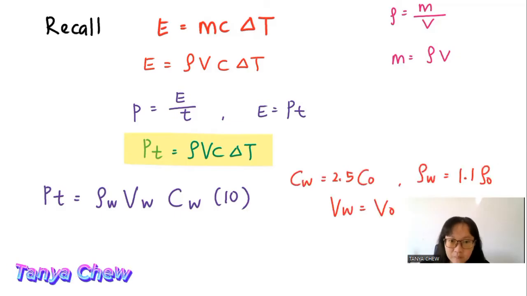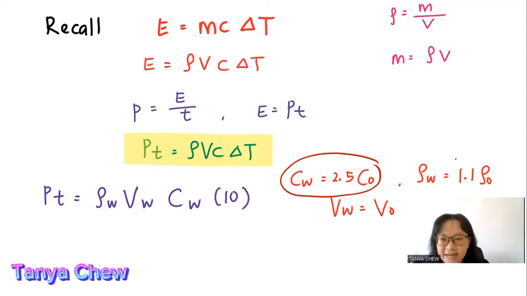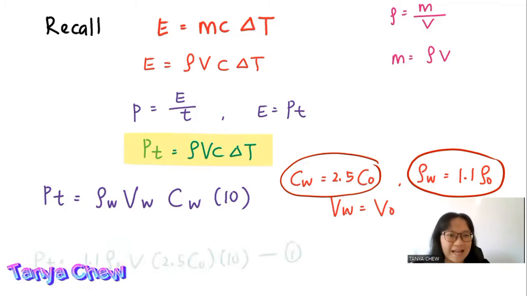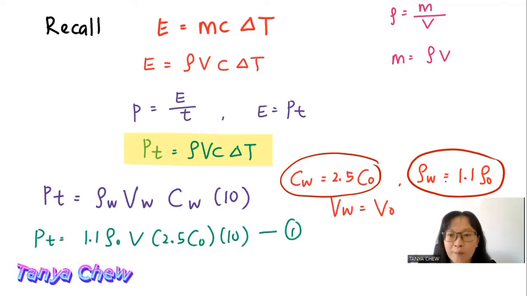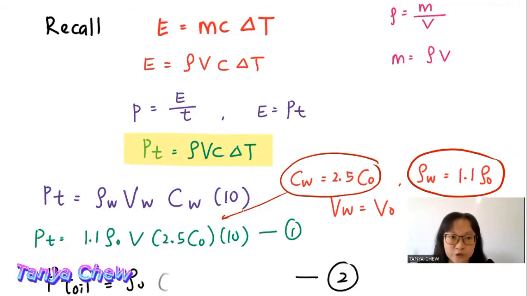So I sub in, and I got this all information given. The specific heat capacity of the water is 2.5 times the specific heat capacity of the oil. I put this as 1. And the density of the water is 1.1 times the density of the oil. But the volume of the water is equal to the volume of the oil. And, okay, I get my first equation first. I sub in the density of the water as 1.1 times the density of the oil. Times the specific heat capacity of the water, I sub in as 2.5 times the specific heat capacity of the oil, times 10, which is the increase in the temperature of the water. I put that as my first equation.